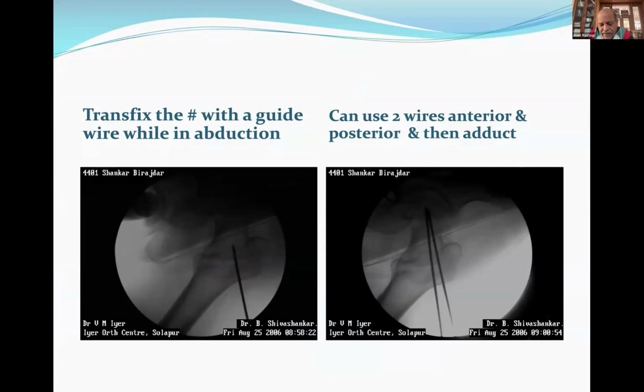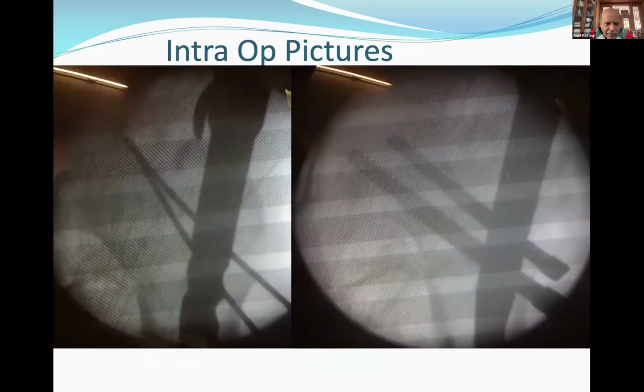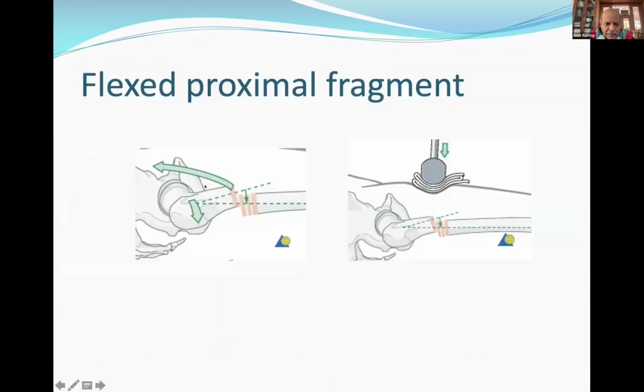Use at least 2 wires. This is a technique popularized by Dr. Shiv Shankar and frequently used by me also. But instead of him using wires, I use Steinman pins, which are 3 millimeters. So these are intra-op pictures for the same case. You can put a wire. You've got a gap on the lateral aspect. You can push the fragment down a bit, and you can reduce this gap.